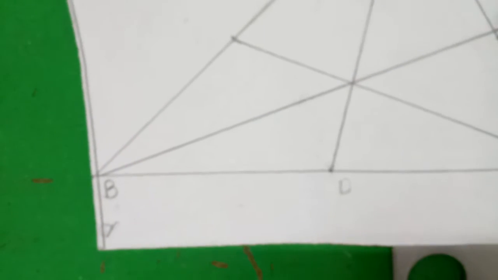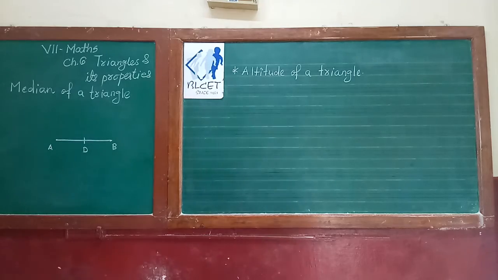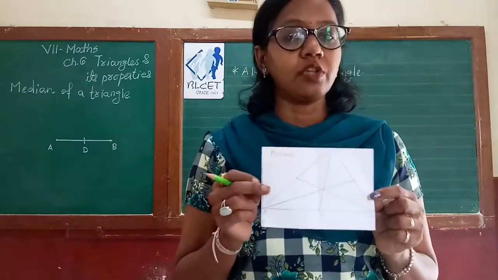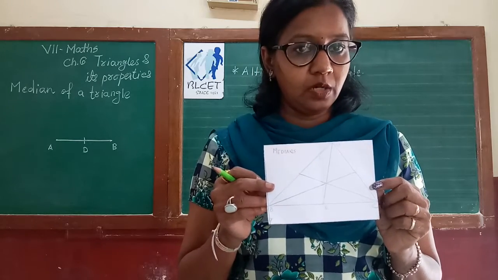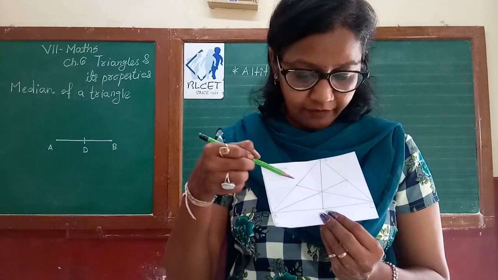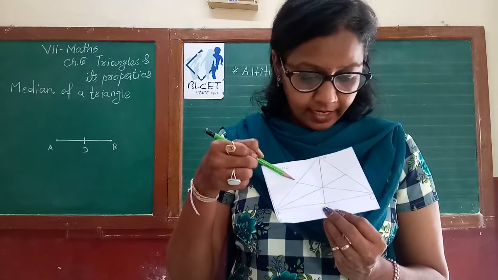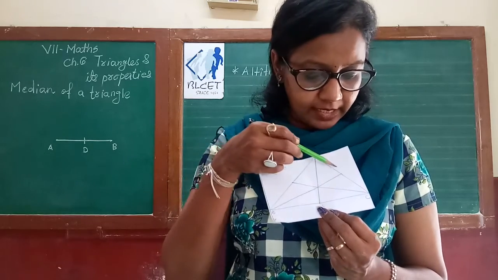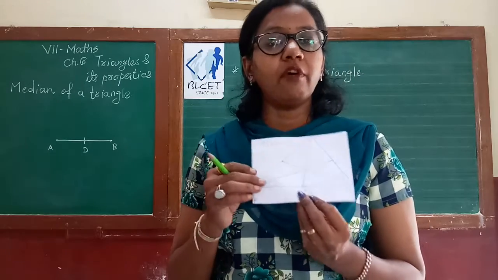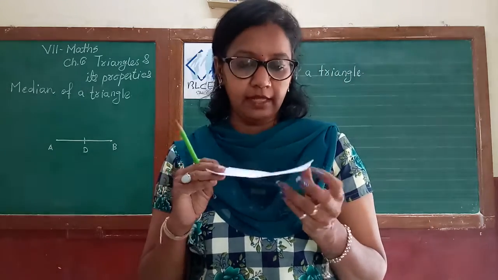Okay, so this way we will have three medians of the given triangle. We have the line segment AD. If you name it here as E, so EC, and if you name it here as F, so BF. So in total, three medians we are getting for a particular triangle.